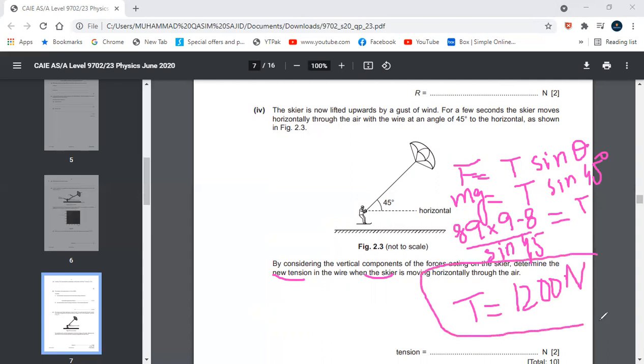Is this clear or not, Abdullah? Yes sir, just a minute, let me copy. Yes, yes. Write it down. Done, sir.